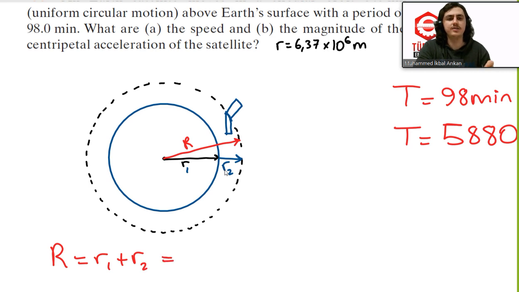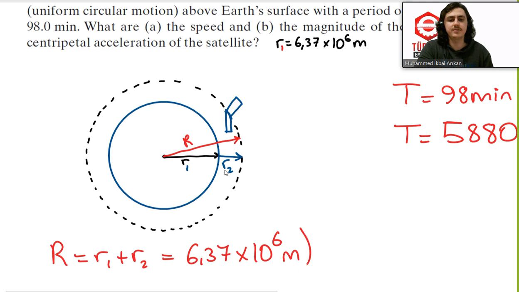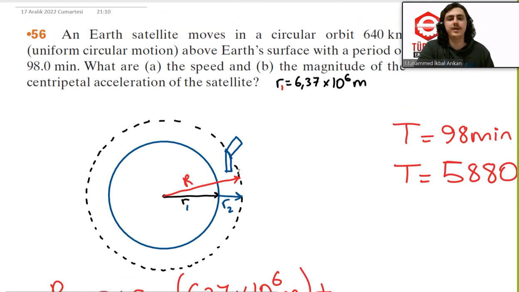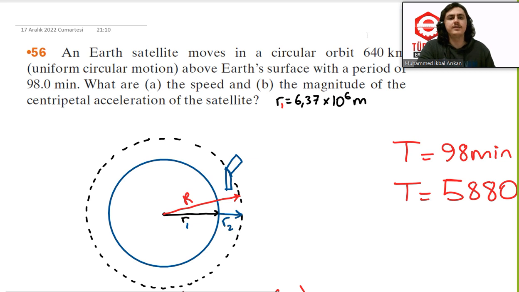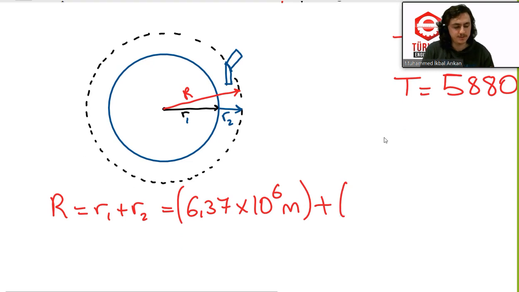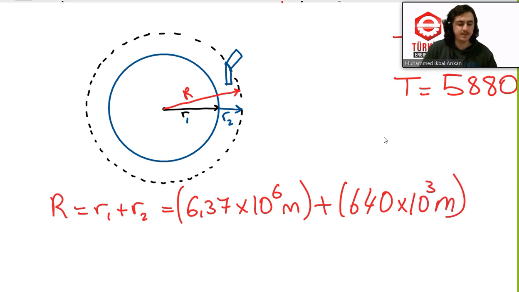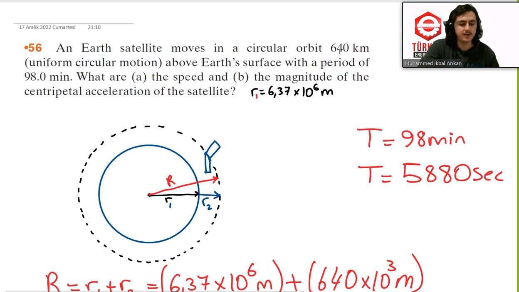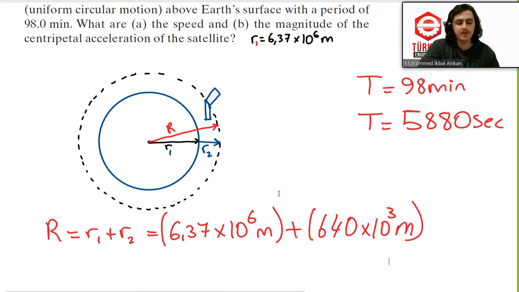r1 is given in the question. The radius of the Earth is 6.37 times 10 to the 6 meters, plus the second distance. This is the distance above the Earth's surface, which is 640 kilometers. So I will put the other distance here, 640 kilometers. That means times 10 to the 3 meters, right? I will multiply by 1000, which gives me the distance in meters.